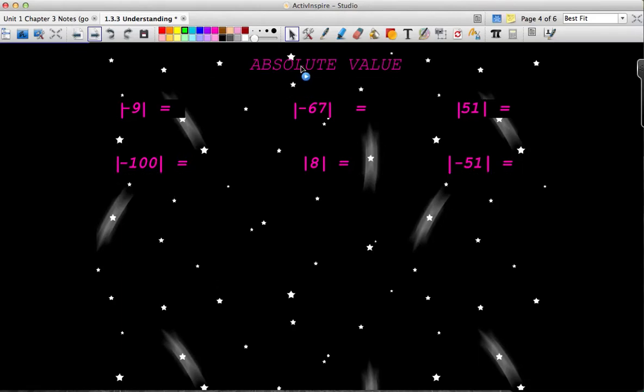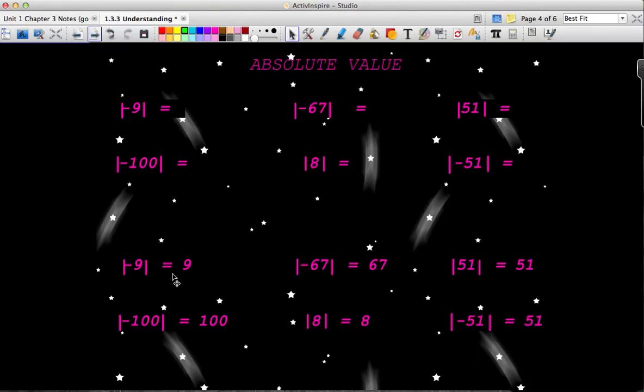All right, so what you should have found is that the absolute value of -9 is 9. The absolute value of -67 is 67. The absolute value of 51 is 51. Absolute value of -100 is 100. The absolute value of 8 is 8. And the absolute value of -51 is 51. So again, even though we started with a positive here and a negative here, and they're the same number, the absolute value is going to be the same because it doesn't matter which way you're going from 0. All that matters is the number of spaces you are from 0.